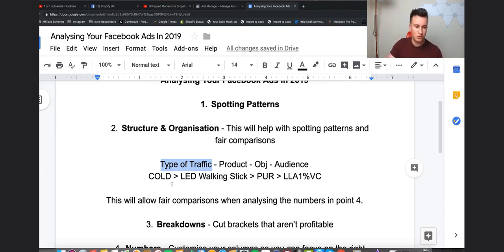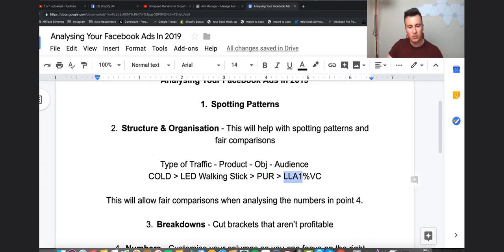So this is why you need to call it what kind of traffic it is. Is it cold traffic? Is it warm traffic? Is it hot traffic? Then I want you to call it by the actual product itself. If you're advertising loads of different products at a time, then you've got to make sure that you're comparing the same product against the same product in two different audiences. Then I want you to name it by the actual objective, because again, you can't compare a traffic campaign against a purchase campaign. The numbers are not going to correlate whatsoever, so it's going to give you a false reading.